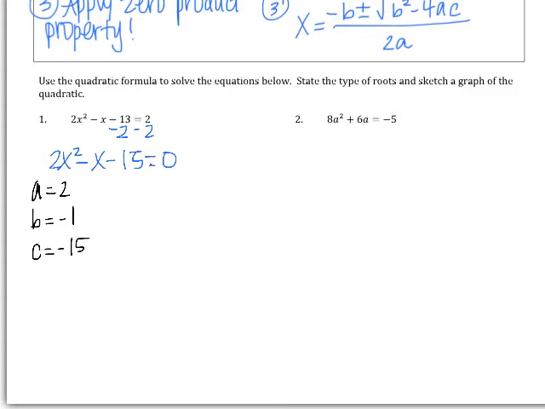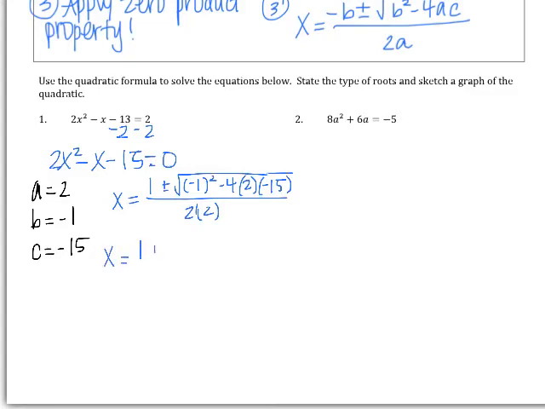And now I want to plug into the quadratic formula. So x equals, remember that the first thing is opposite b, so that would be 1 plus or minus the square root of negative 1 squared minus 4 times 2 times negative 15, all divided by 2 times 2. Notice that this 2 times 2, the 2a part, is underneath everything, so the entire numerator is being divided.